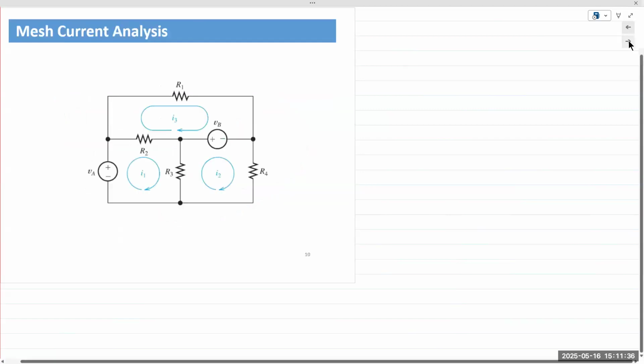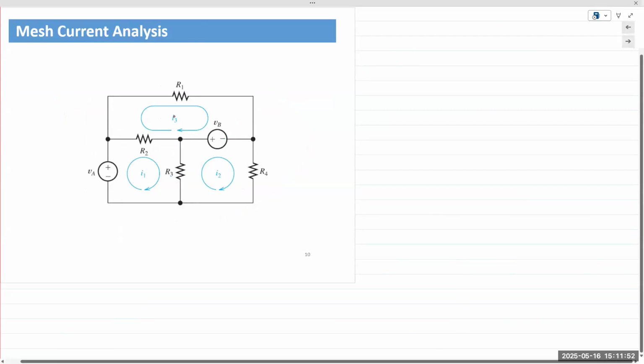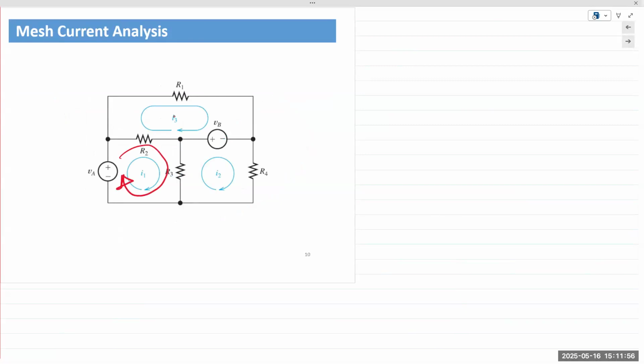So at the beginning of the chapter, we talked about identifying nodes, loops, branches, and meshes, right? So a mesh is a simple electrical loop, meaning it does not contain any other loop inside of it. They're very easy to identify on the surface level on a planar circuit like this one. It's a loop that starts at one point, comes back to the same point, and does not have any other loop inside it.